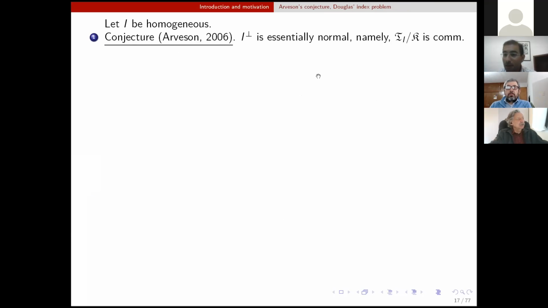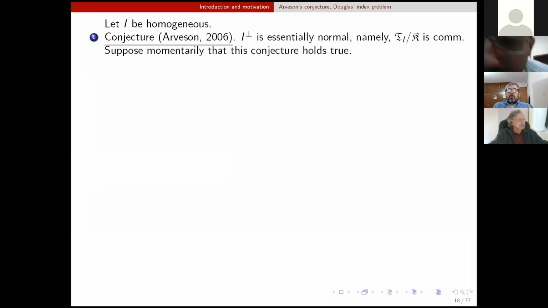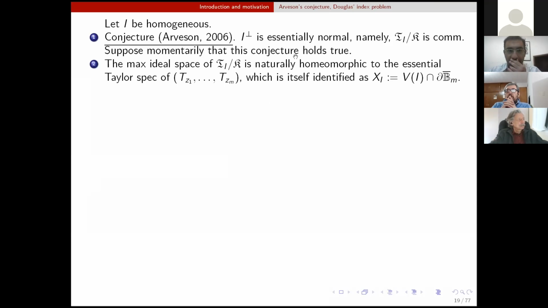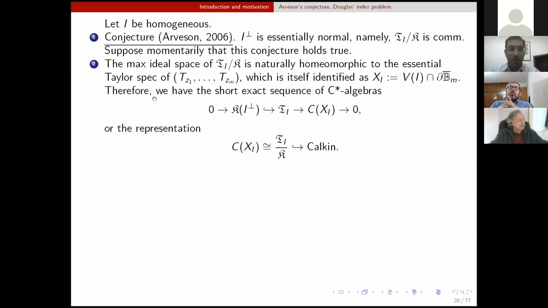Is it only for the Drury-Arveson space, or generically? Arveson conjectured it for the Drury-Arveson space, but then Douglas said that it's okay if you use Bergman spaces over strongly pseudoconvex domains. But for Bergman spaces over weakly pseudoconvex domains, I have told you that it's not true in general. For example, for the bidisc, it's not okay. It's not true. So this is Arveson's conjecture.